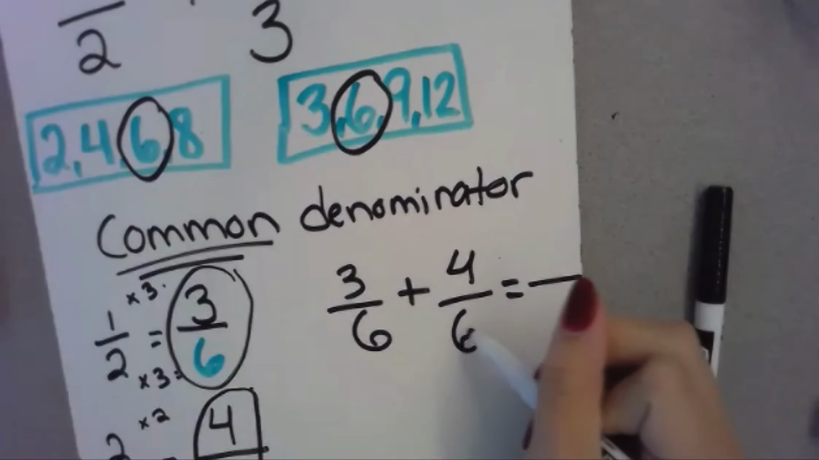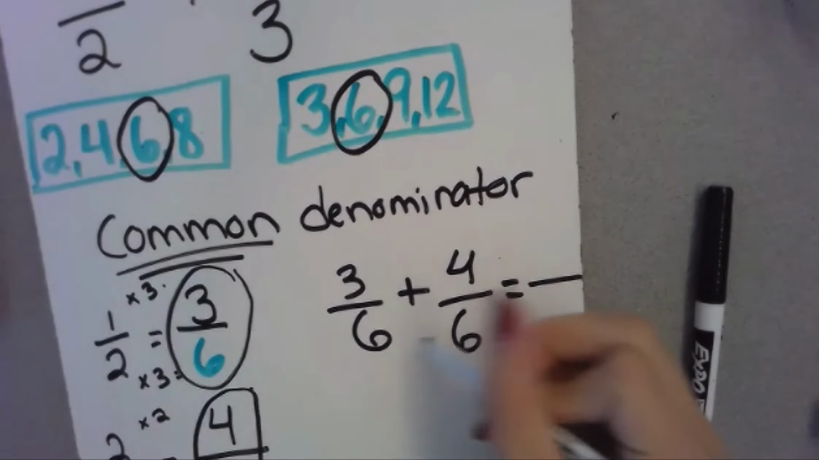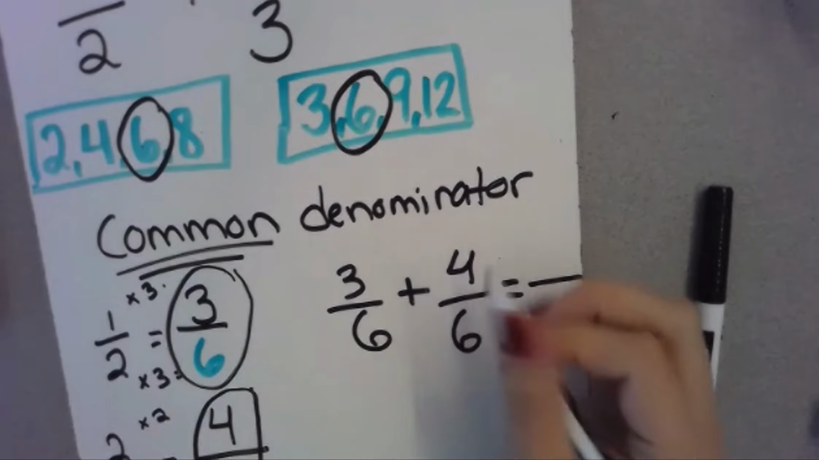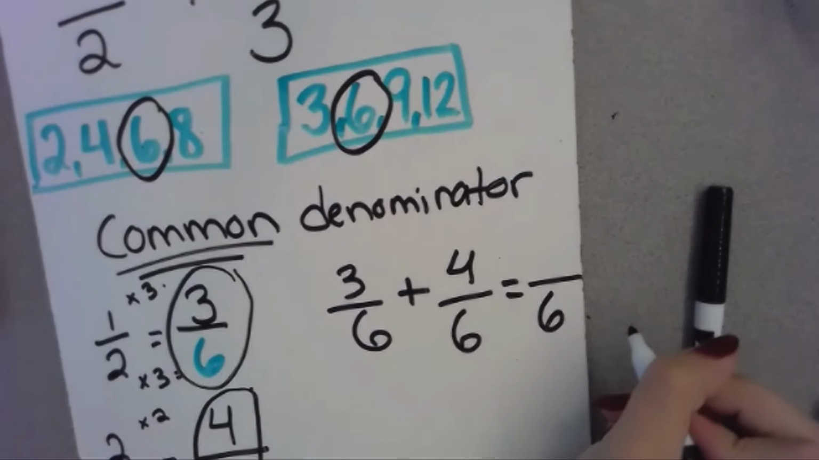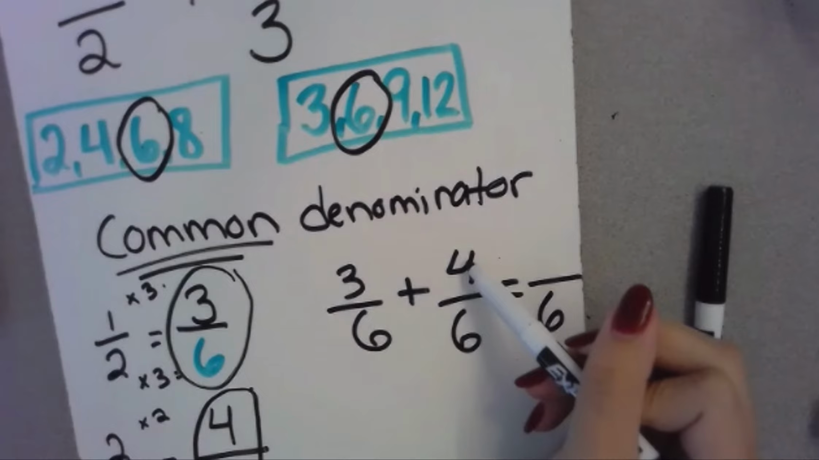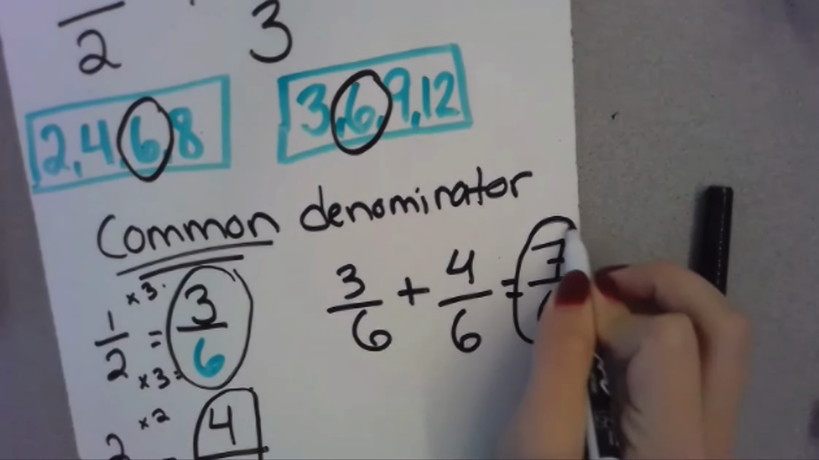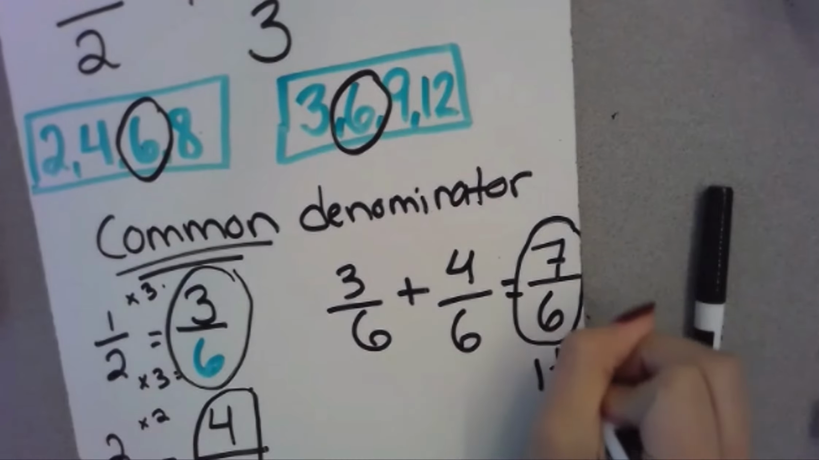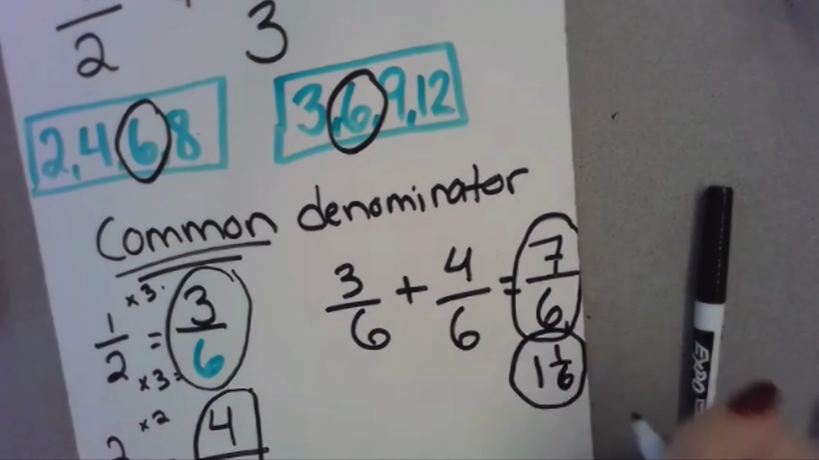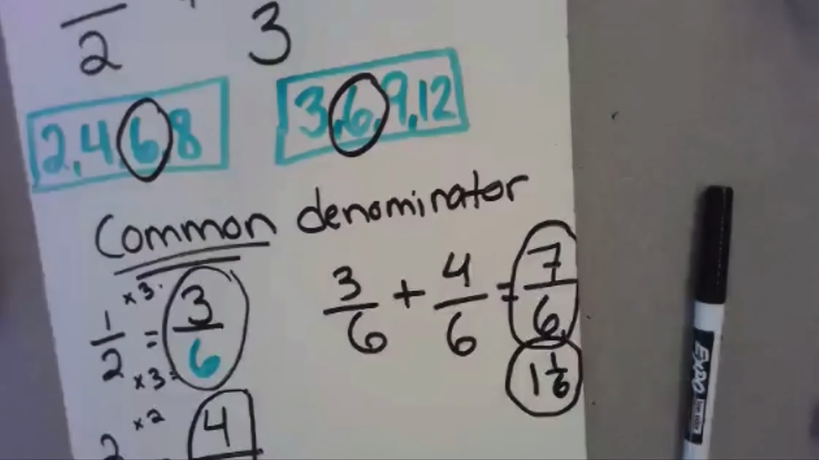All right. I keep my denominator the same. Good job, Lewis. Good catch. And I can do, okay, 3 plus 4 equals 7. So 7/6 is my final answer. You could also have 1 1/6. Either one, I would accept. All right.